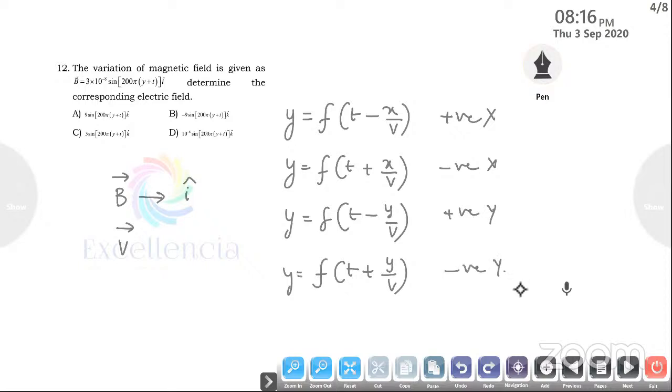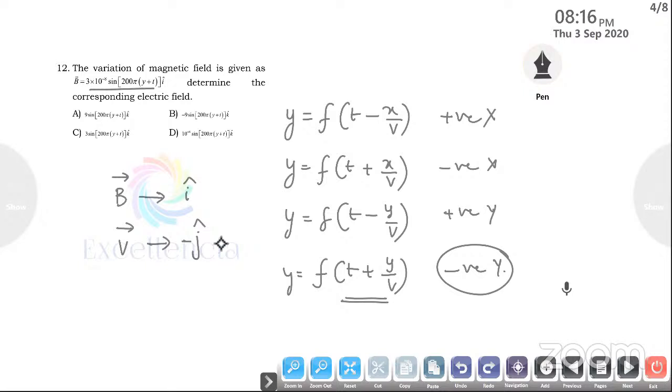Now, if you observe in all these simple terms, this magnetic field is given in the form 200 pi of y plus t. See, this function is sinusoidal, so it is of this form. So the wave is moving along negative y-axis. So the velocity of the electromagnetic wave is along negative y-axis. So it is minus j cap.